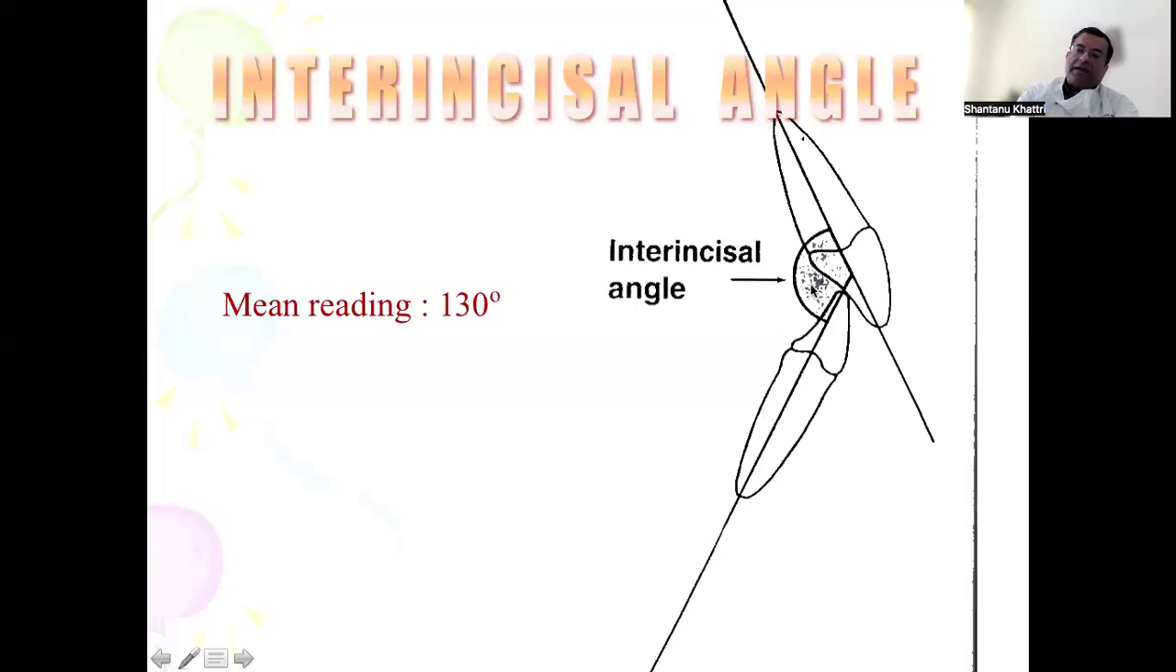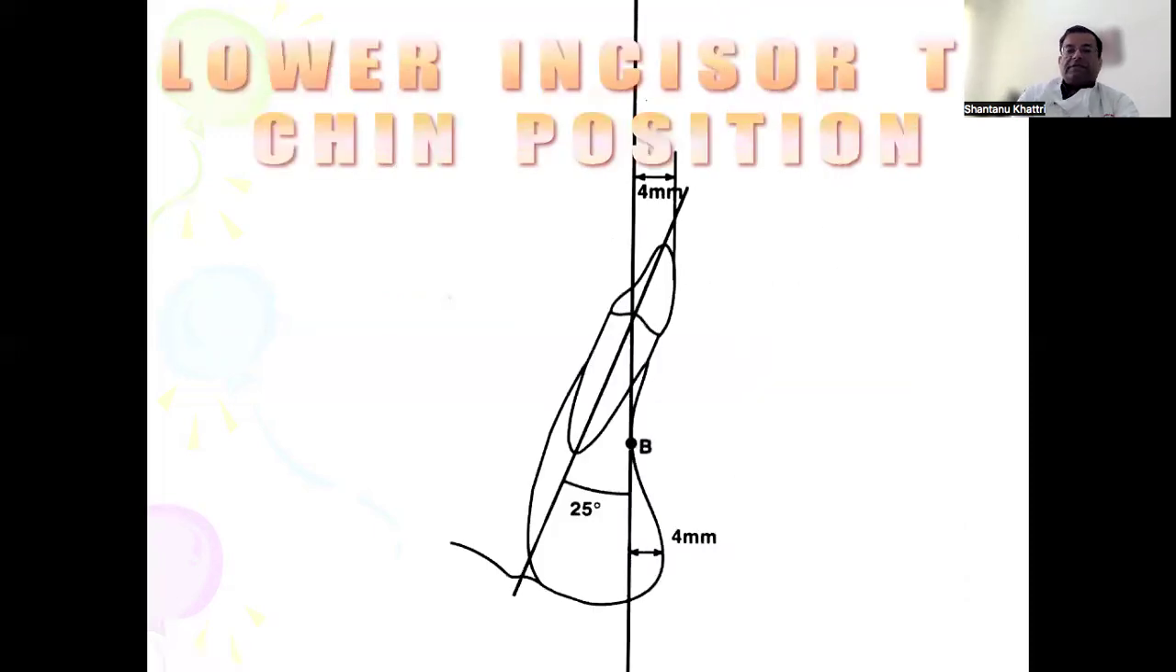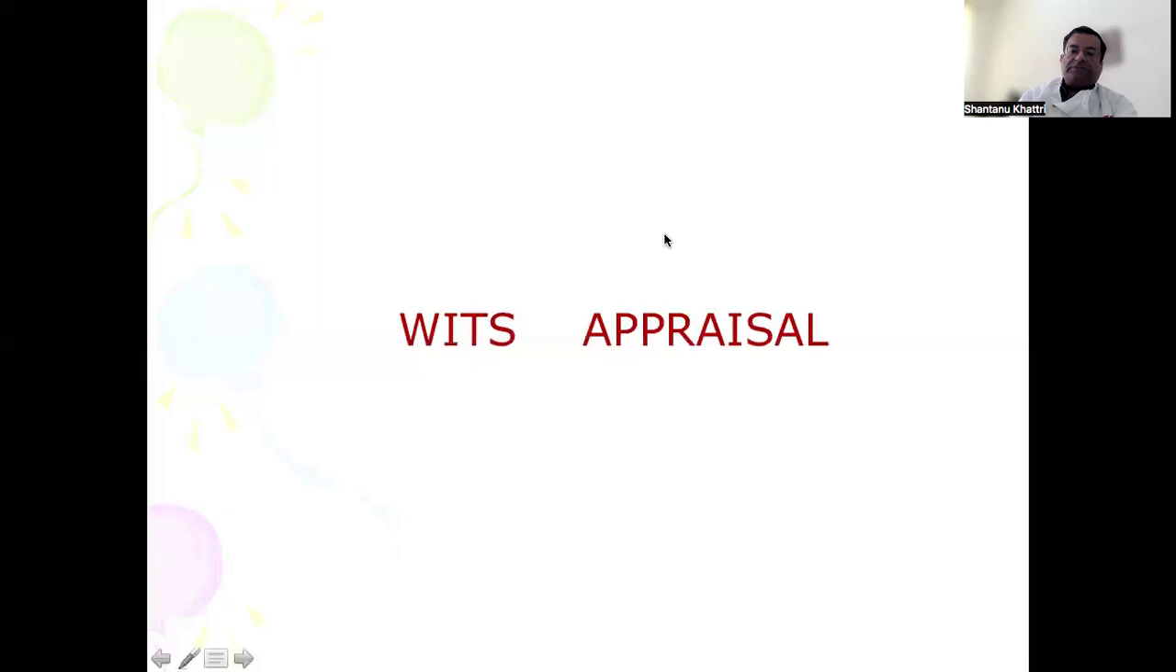In procline, it will increase. In retrocline, it will decrease. Sorry, in retrocline, it will increase. In procline, it will decrease. Lower incisor to chin position, like I've already told you, long axis is drawn and the linear measurement is done from the NB line. So it is the relationship of the chin to lower incisor. It should be 1:1 in proper aesthetic balance.